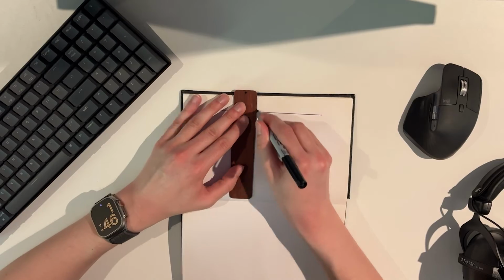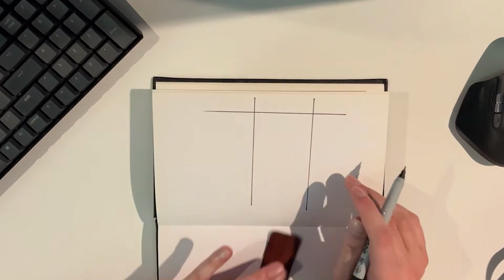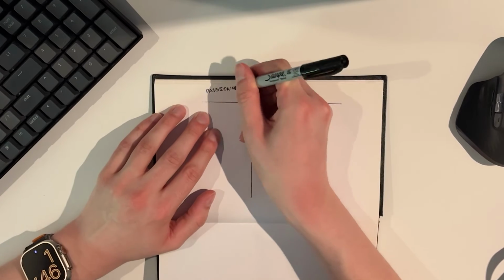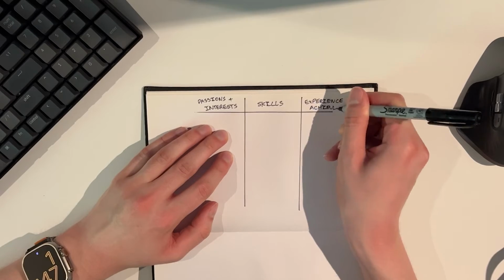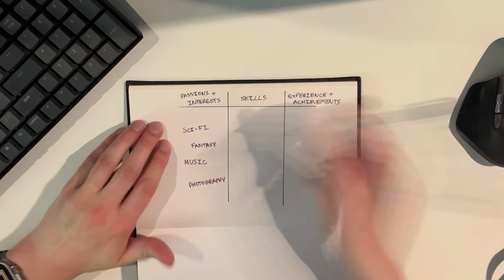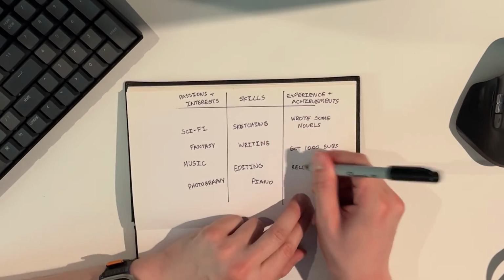Here's a practical exercise to help. Grab a piece of paper and sketch out 3 columns. Label them passions and interests, skills, and experience and achievements. Now jot down your strengths in each column. The sweet spot: topics that overlap across all of these columns.